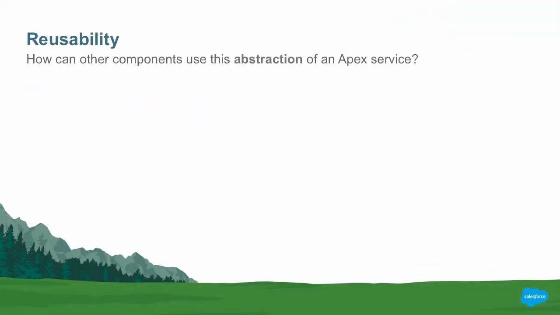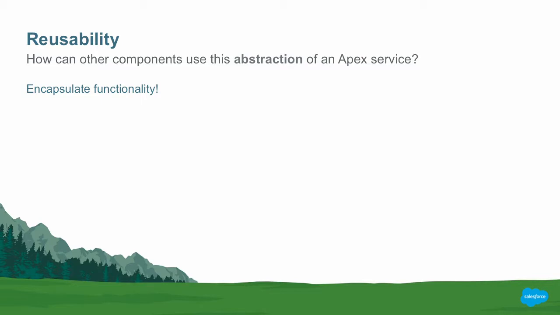Okay, so I thought about reusability. In general, what I try to do is actually I want to have an Apex service, something which handles all this communication between my client and the server. So how can other components use this abstraction of an Apex service? That is the question.